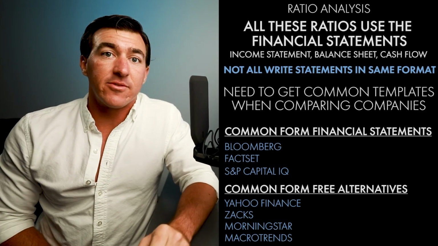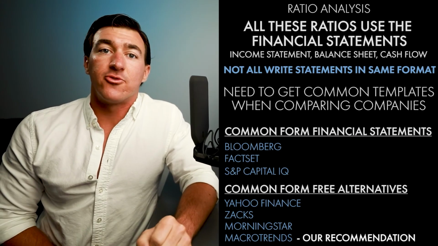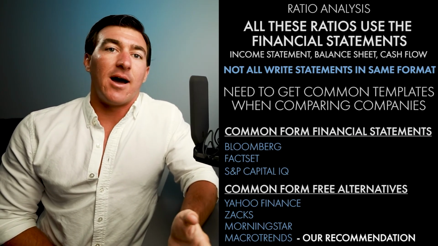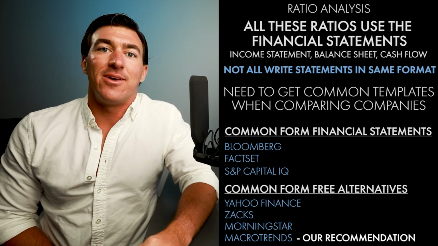So our personal favorite is Macro Trends. I find that Macro Trends is just the easiest to understand, easiest to find, and it's not as full of ads as a lot of the other ones are. Now that we know where we're going to get our data, it's time to actually start looking at what ratio analysis we are actually going to do.